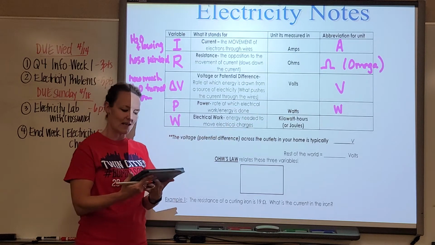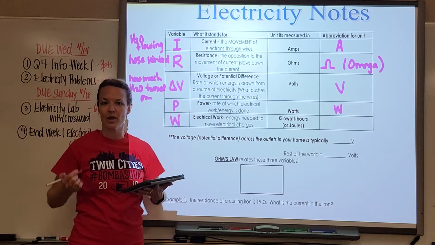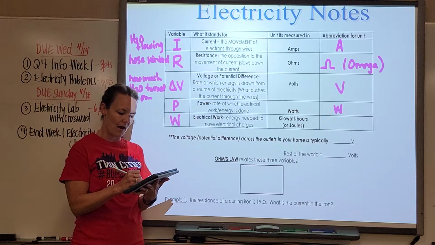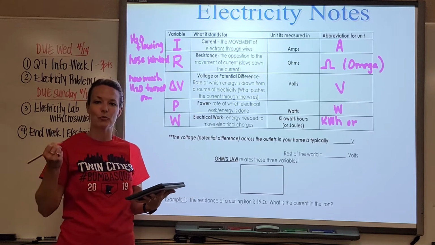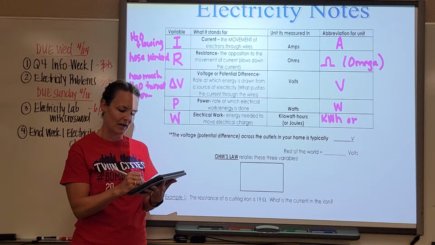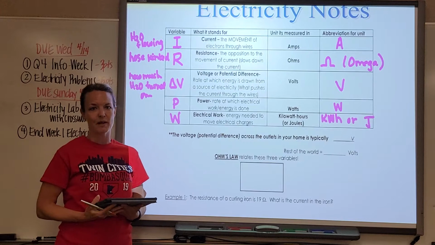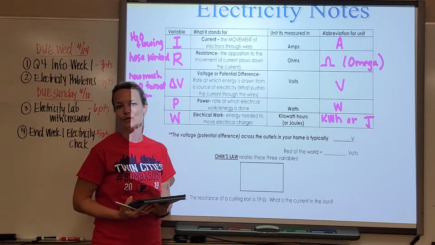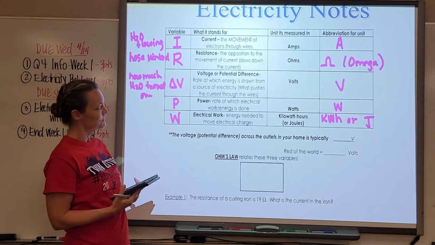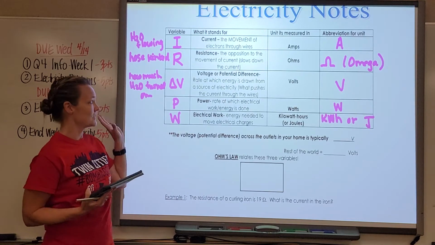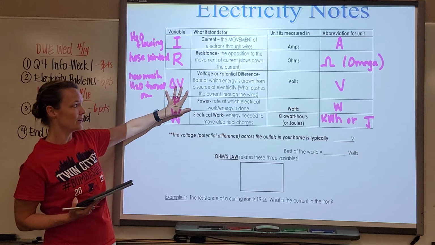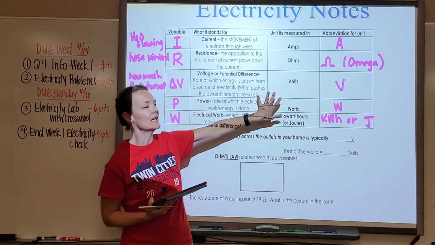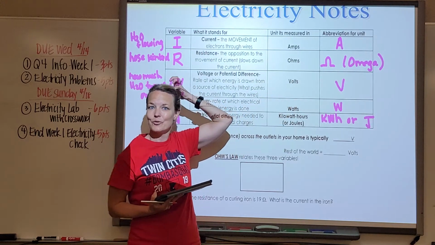Two different units that it can be measured in. Electric companies measure it in a kilowatt hour, kWh, or what we're used to measuring work and energy in, both measured in joules. Okay, so we're going to have to be able to convert between the two of those because both units are going to be used. All right, so these are the basic things that you're going to need to know: which variable it is, its definition, the unit it's measured in, and then how to abbreviate that unit.